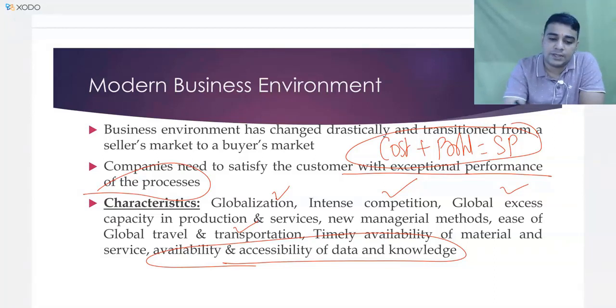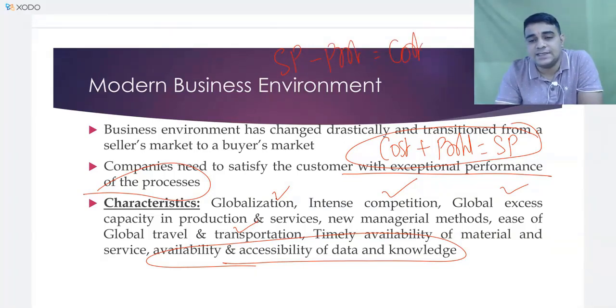But now the equation is: selling price minus profit is equal to cost. Selling price is determined by the market. It's not your job to determine the selling price.